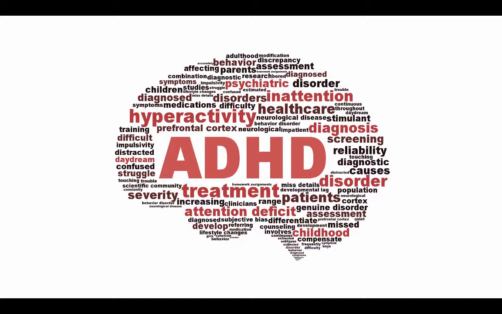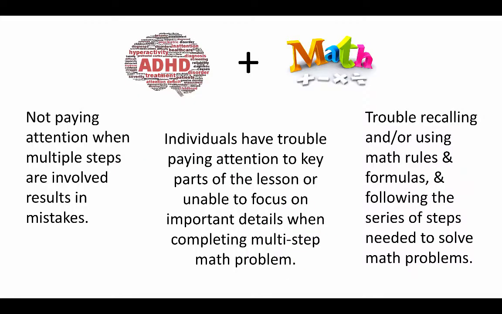Now, when we think about attention, often we think about inattention, we think about impulsivity, we think about overall executive functioning issues that, because of these challenges, are going to have an impact on working memory, an impact on organization, planning, the ability to start a task, finish a task, and everything in between. So when we think about that, let's directly relate it to math.